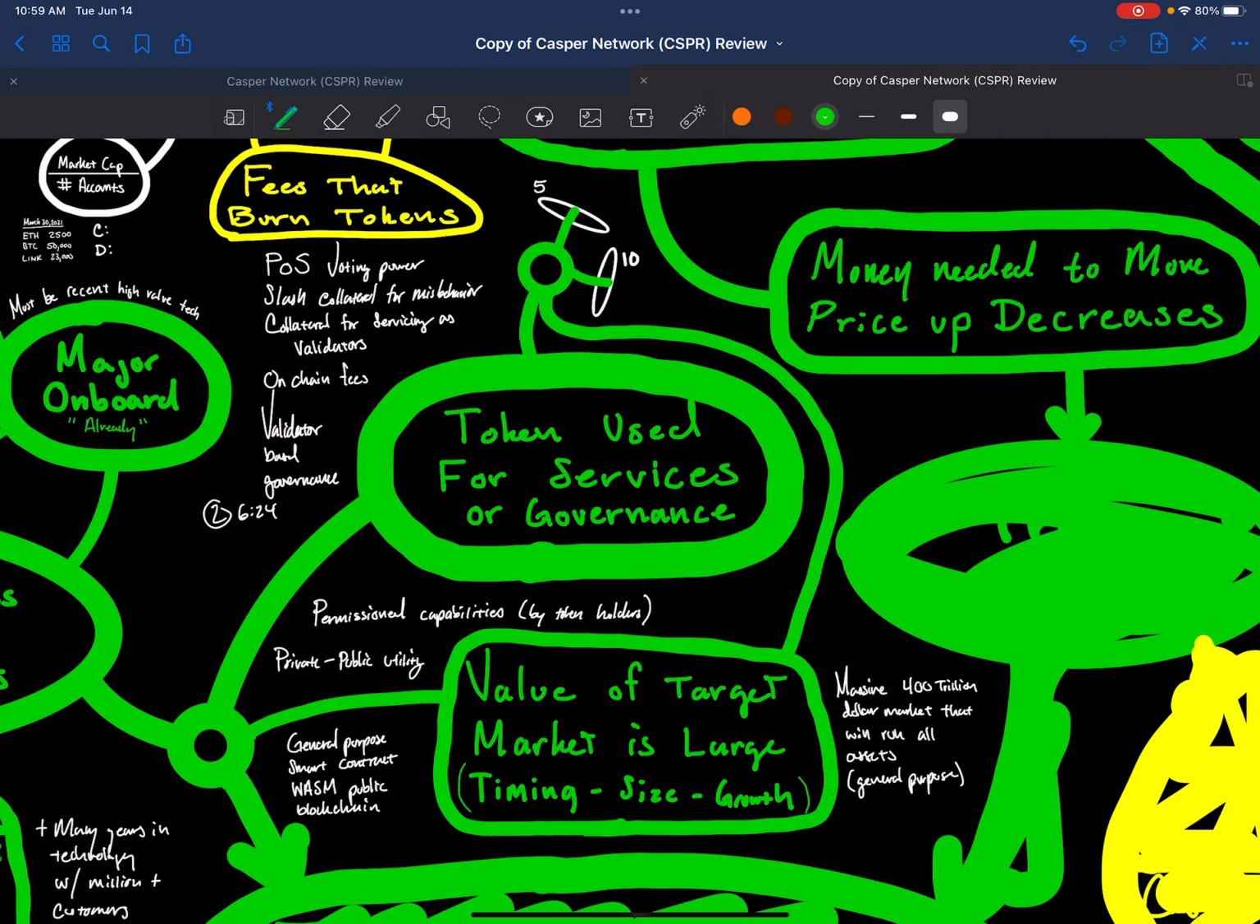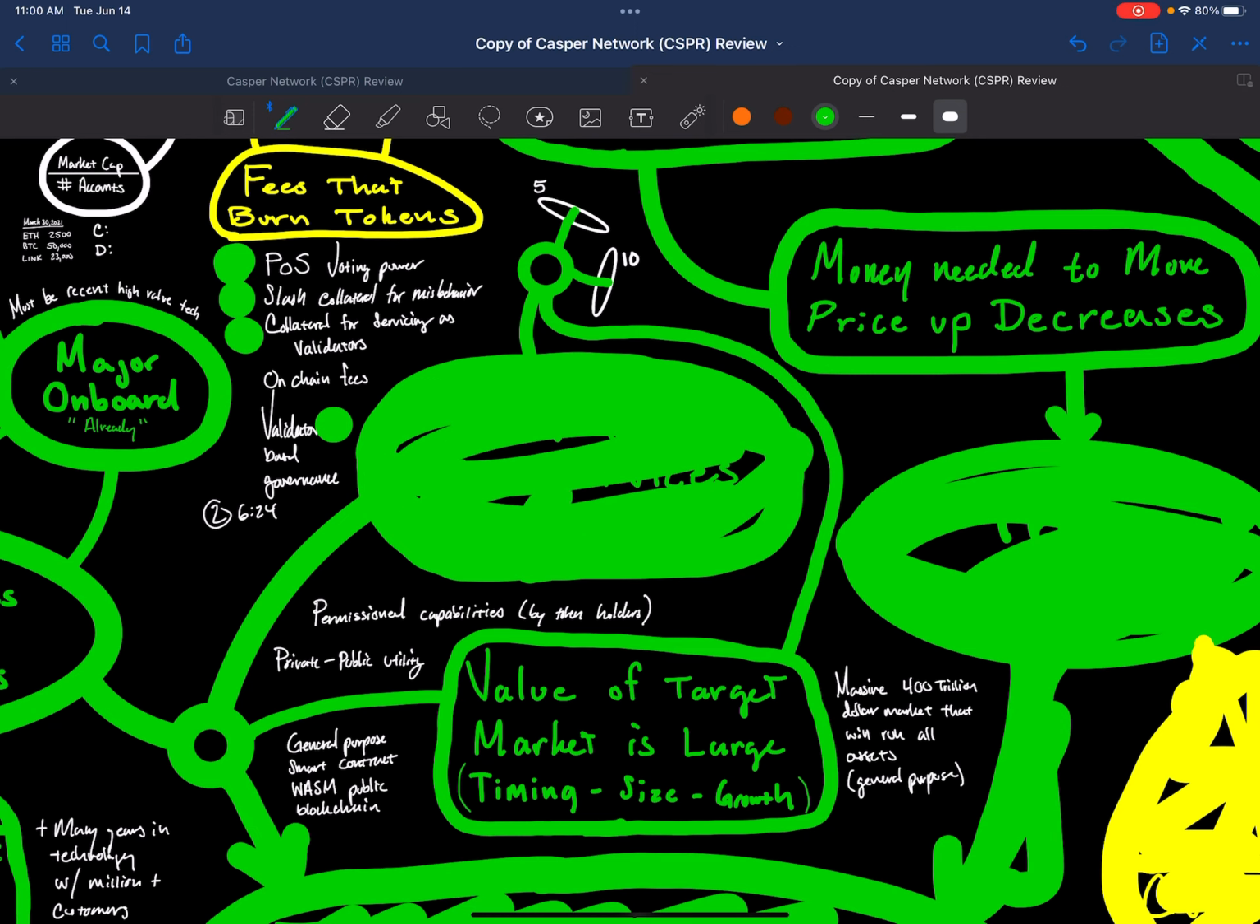Okay, so token used for services in government. Let's get into the actual token model. It is proof of stake, voting power, because you get more control over the validators, slash of collateral for misbehavior. So that's how you get the nodes to behave in a predefined way. Collateral for servicing as validators, on-chain fees. Validator-based governance is basically how this works.